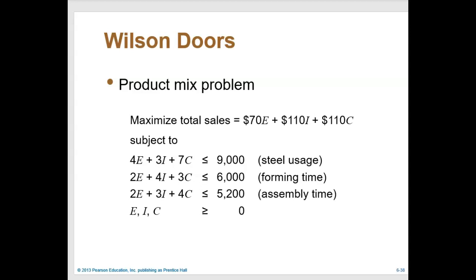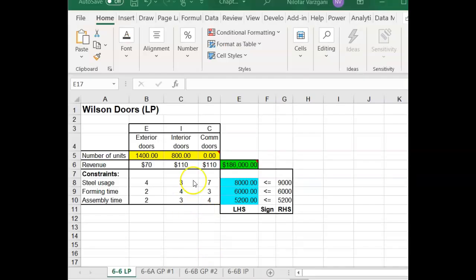I'm going to switch my screen to the Excel solution for this LP problem so that you can look at the numbers. So solving the model as a regular LP model gives us this solution. Like I said, 1,400 exterior doors, 800 interior doors, and no commercial doors with a total revenue of $186,000. However, Wilson is not happy with it because producing 0 commercial doors means that they have to let go of all of their sales employees who sell commercial doors, which is not an option for them at this point.